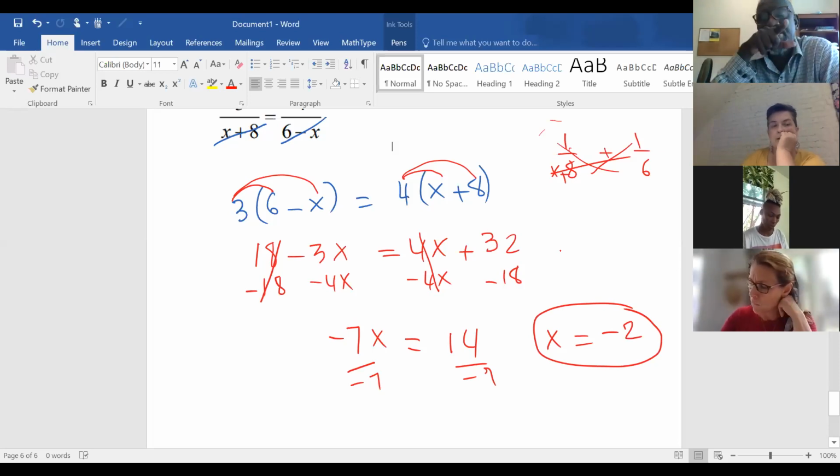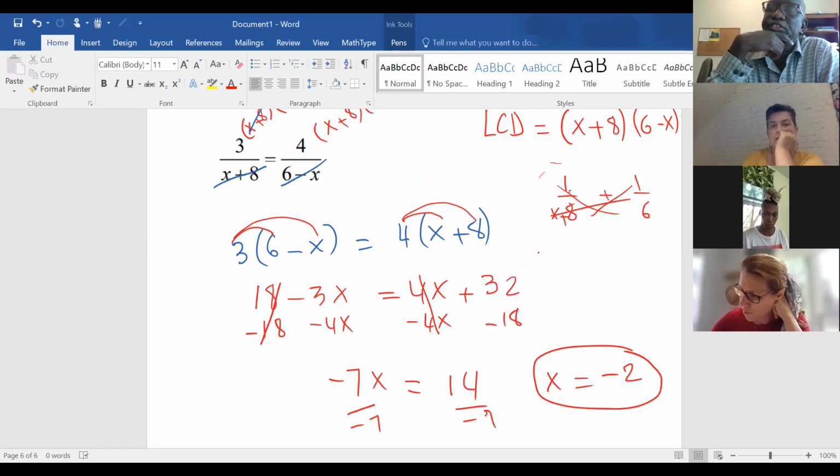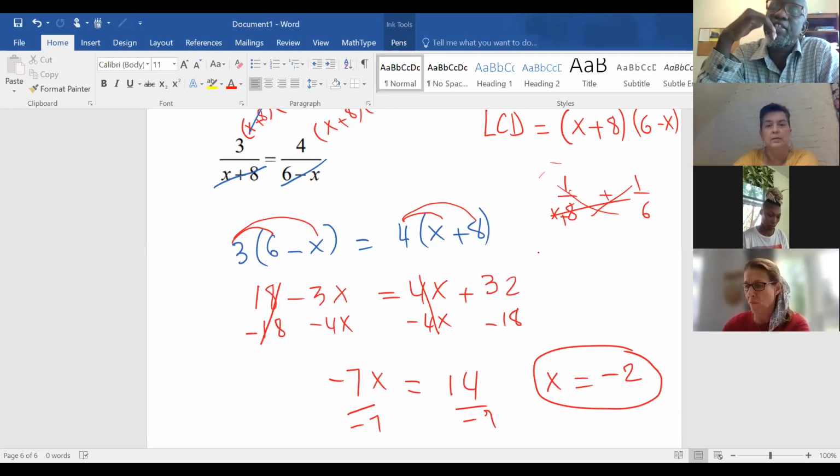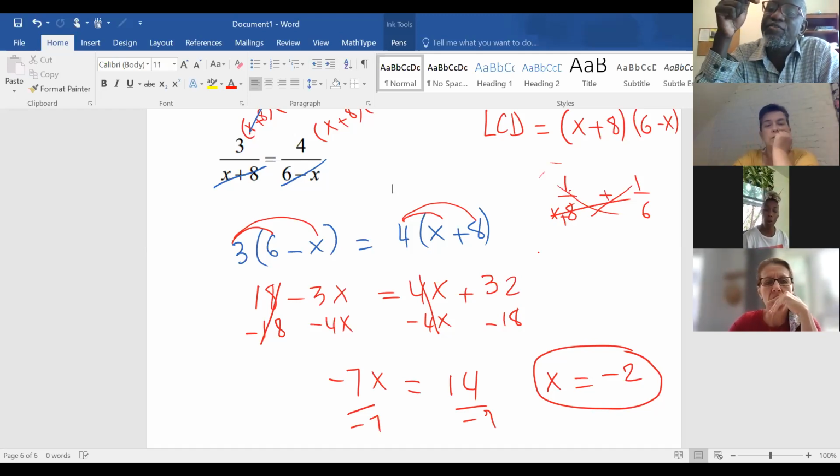This is what I was saying. Look at your original equation. The first denominator says what? x plus 8. Now, if you don't want x plus 8 to be 0, what number do you have to avoid for x? If x is 0, it's 0 plus 8, right? But if you don't want x plus 8 to be 0, what value does x have to avoid?